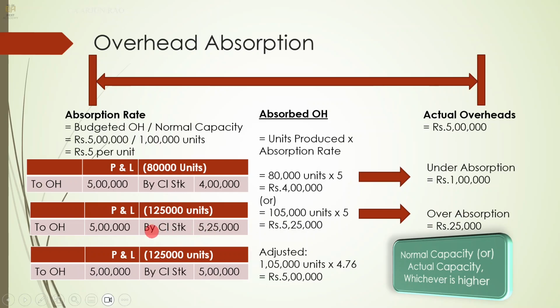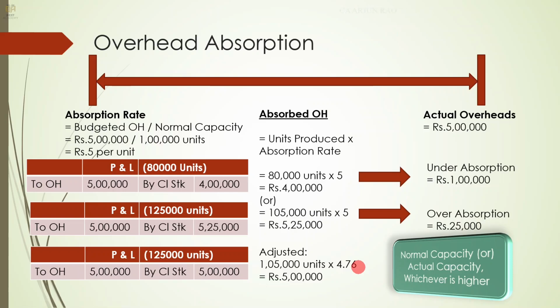So in this example, overheads is 5 lakhs. If we take the normal capacity of 1 lakh units, we end up absorbing more when actual production is higher. So in order to avoid this, Ind AS 2 tells us to adjust the absorption rate so that closing stock is not valued above cost. So this adjustment of the absorption rate applies to annual financial statements.